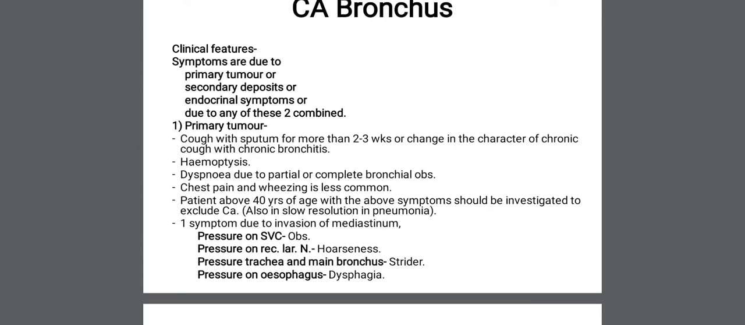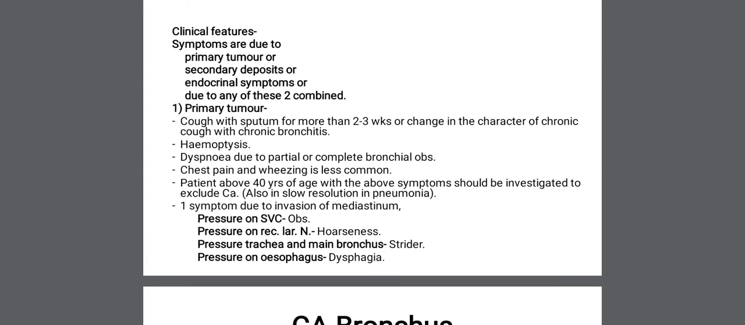Then the first symptom may be due to invasion of the mediastinum. If there is pressure on the SVC, the superior vena cava, that will cause superior vena cava obstruction. If there is pressure on the recurrent laryngeal nerve, that will cause hoarseness of voice. If there is pressure on the trachea or main bronchus, that will cause stridor, and pressure on the esophagus will cause dysphagia.